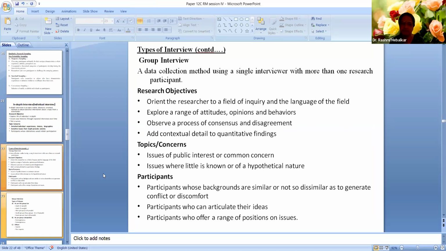Group interviews. When people get confidence in their respective groups, and confidence that their information will not be leaked at all, then generally group interviews are conducted.